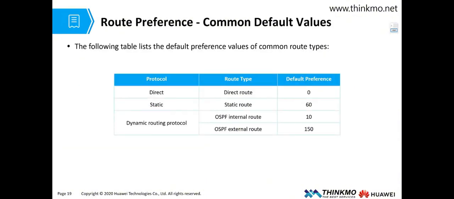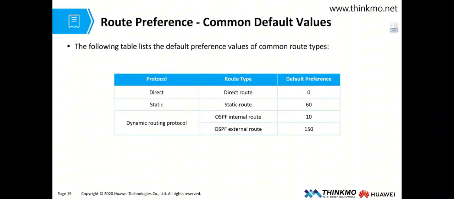What is the priority? Here we can see that the priority for directly connected routes is 0. The priority for static routes is 60. And for our dynamic routing protocols such as OSPF, there is a distinction between internal and external routes. For internal routes, the priority is 10, and for external routes, it is 150. This table lists the priorities of some common routing protocols.